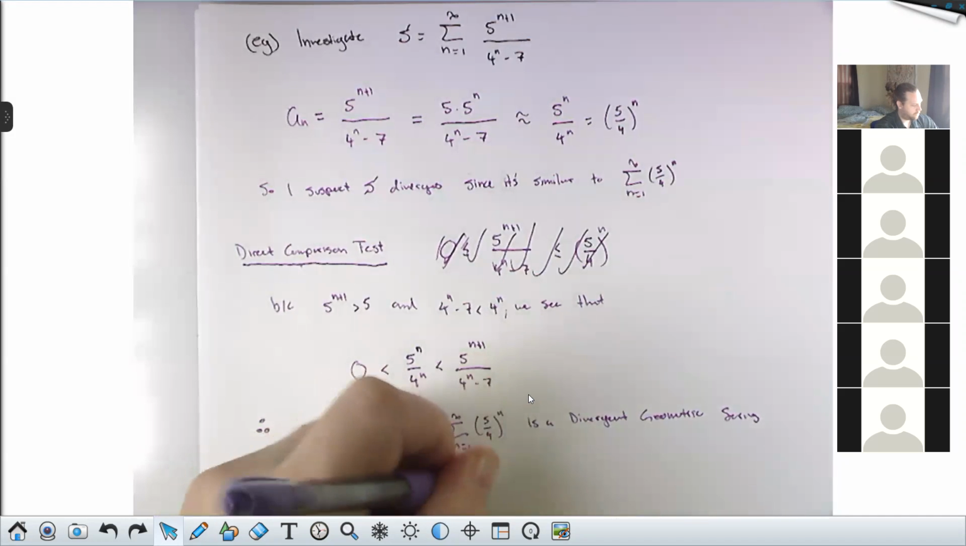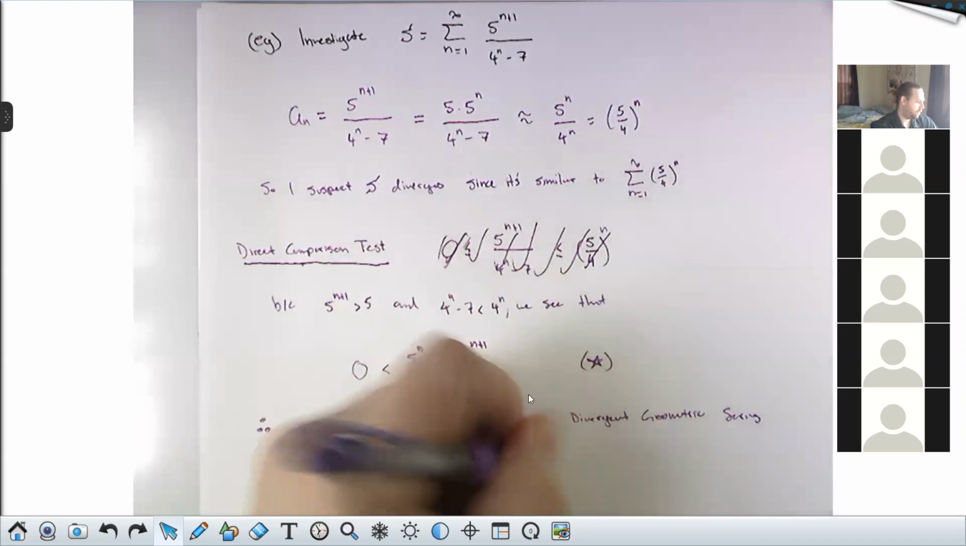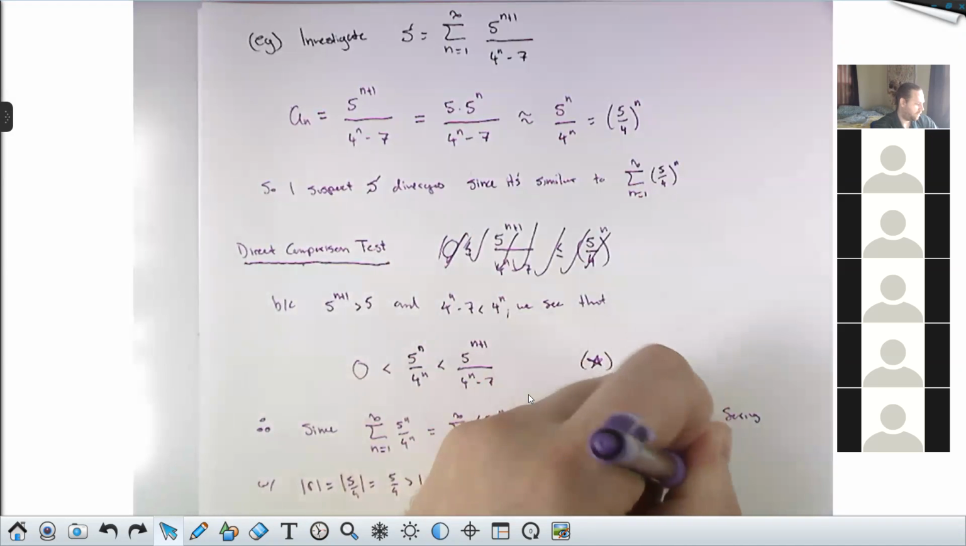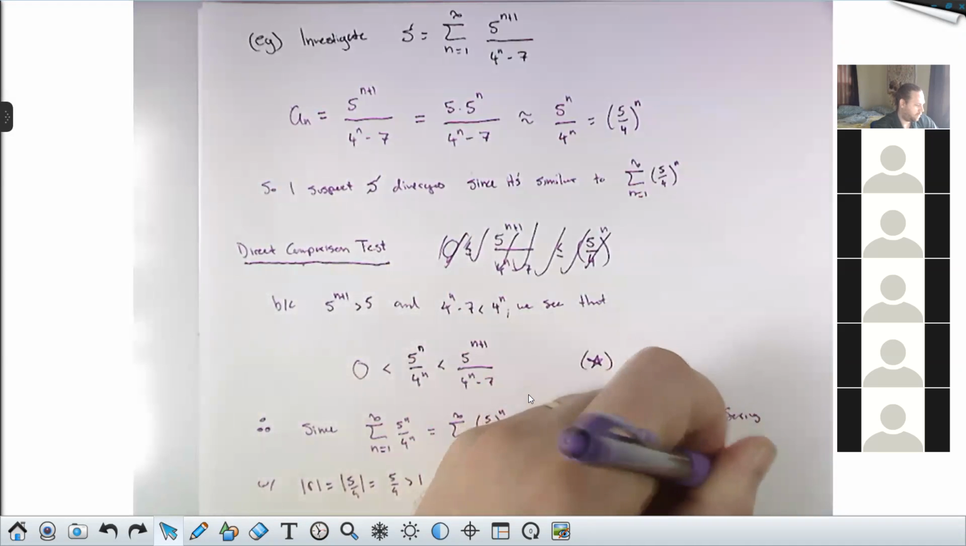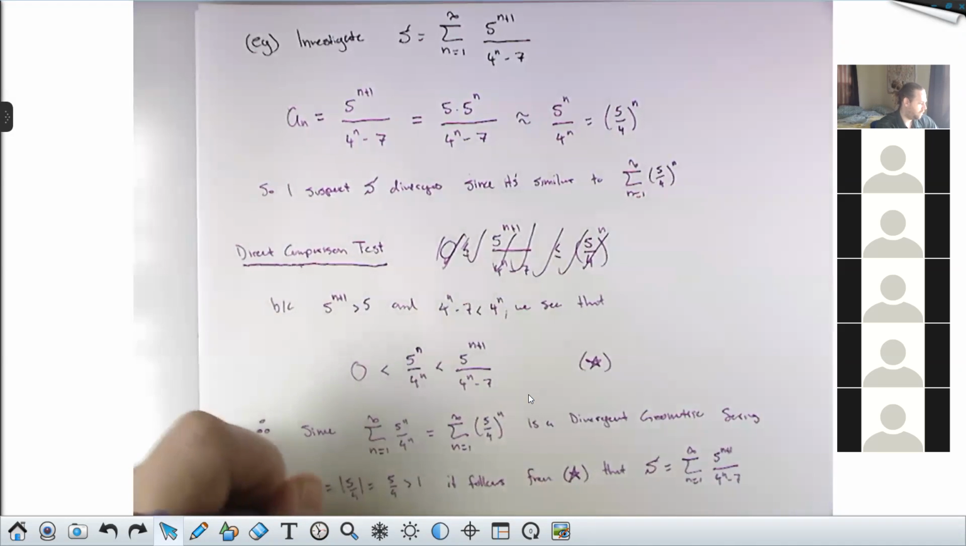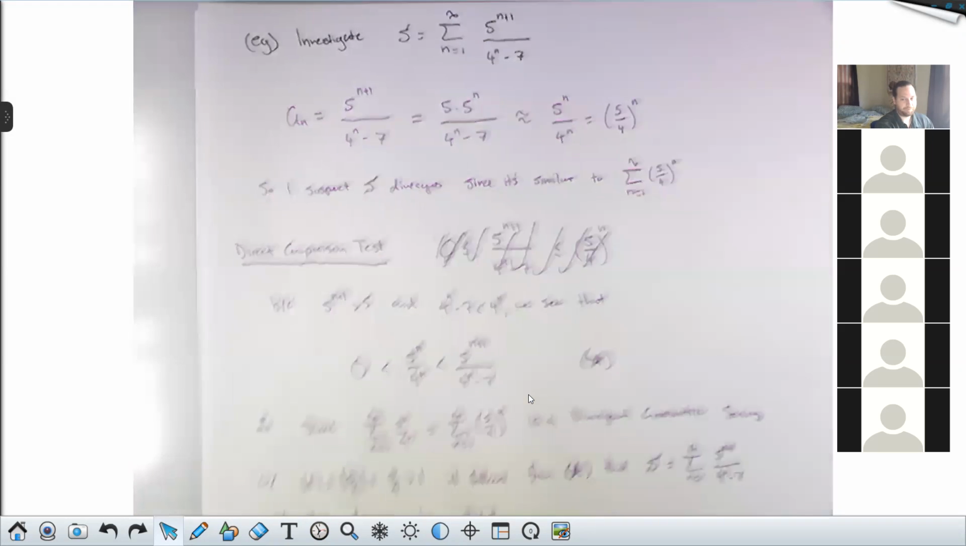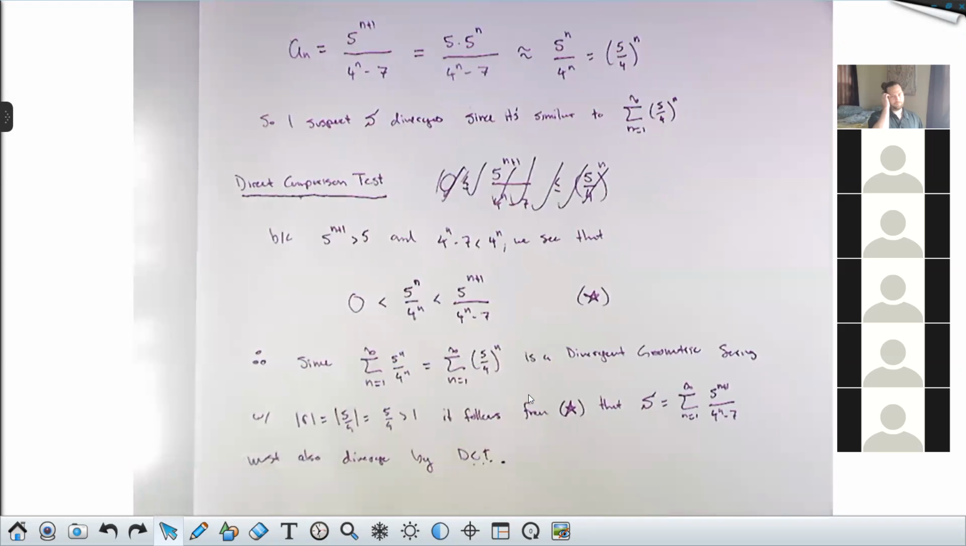It follows from the inequality star that my series S, sigma n from 1 to infinity, 5 to the n plus 1 over 4 to the n minus 7, must also diverge by the direct comparison test. Okay. So the terms of this series are bigger than the terms of a divergent geometric series. And geometric series, when they diverge, diverge fantastically. They blow up so fast. So if you're bigger than a divergent geometric series, you definitely diverge.